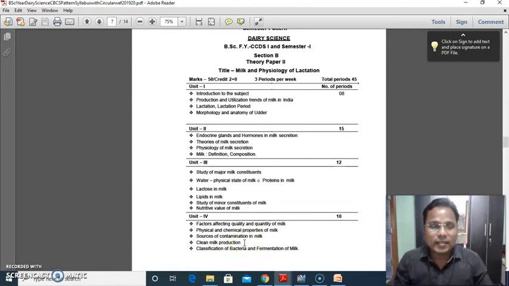And then, last but not least, the classification of bacteria and fermentation of milk: how bacteria are classified on the basis of temperature and on the basis of their shape, and how milk is fermented. So we will study all these 4 units: unit number 1, unit number 2, unit number 3, and unit number 4. This is the syllabus for paper number 2. So in this way we have seen the syllabus for paper number 1 and paper number 2.